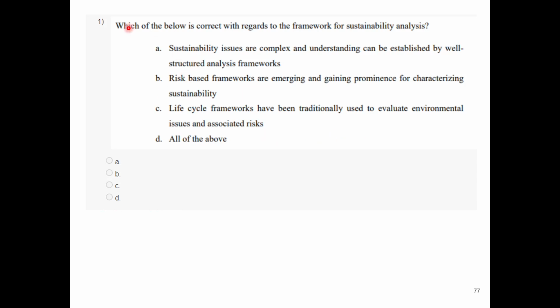So the first question is, which of the following is correct with regards to the framework for sustainability analysis? A. Sustainability issues are complex and understanding can be established by well-structured analysis frameworks. B. Risk-based frameworks are emerging and gaining prominence for characterizing sustainability. C. Life cycle frameworks have been traditionally used to evaluate environmental issues and associated risks. Or D. All of the above. Which is the correct option? A, B, C, or D?